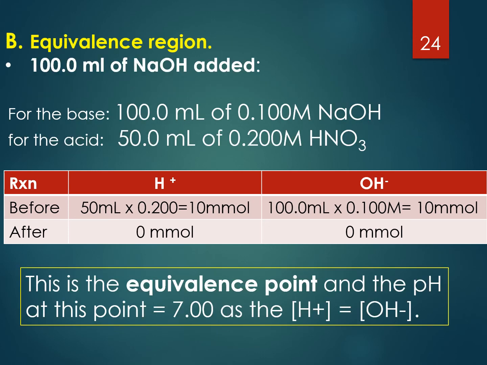When we add 100 ml of hydroxide, this is when we attain the equivalence point. If you look at the values, the amounts of the acid and the base are stoichiometrically equal, meaning there's no limiting and no excess. The product is simply water, and we know the pH of water is 7.